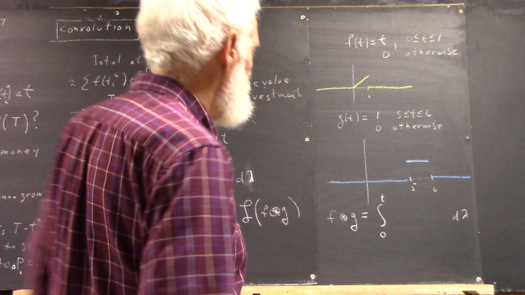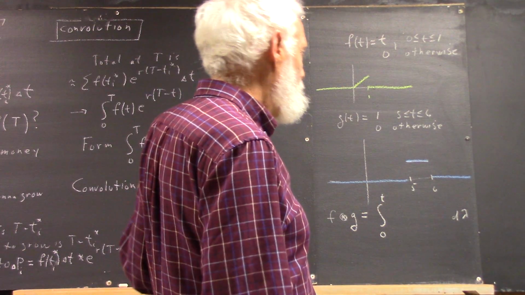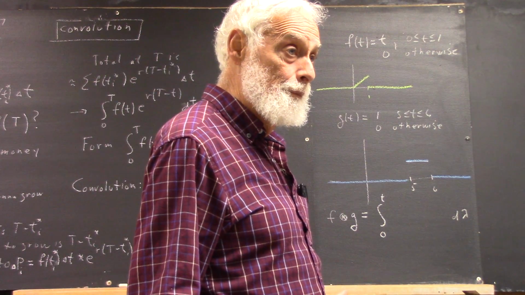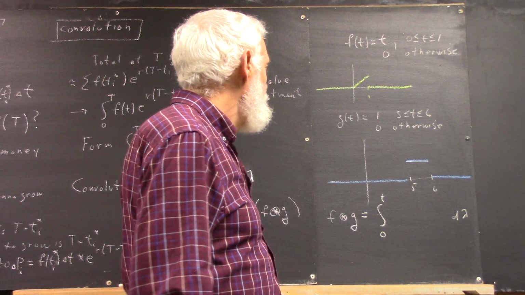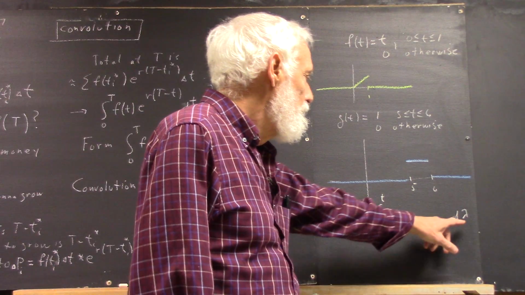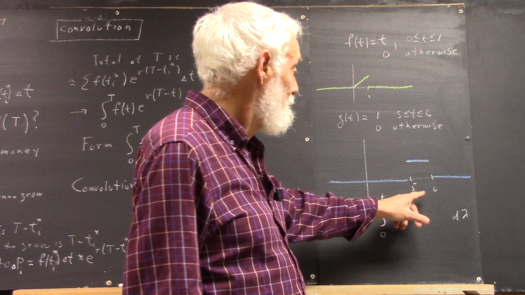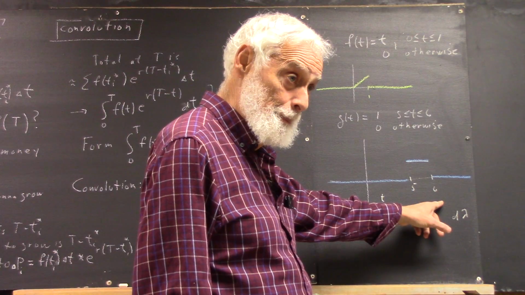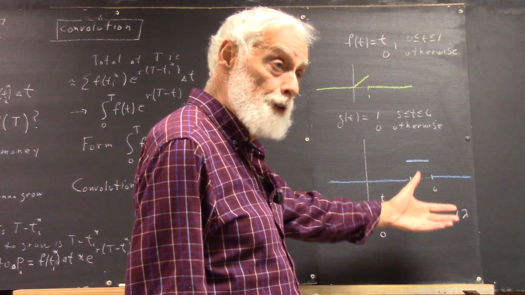Okay, for most values of t, the one function or the other is going to be 0, okay? The only values of lambda for which this function is defined are values between 5 and 6, right? Otherwise, this g of t function, or g of lambda function, is going to be 0, right?